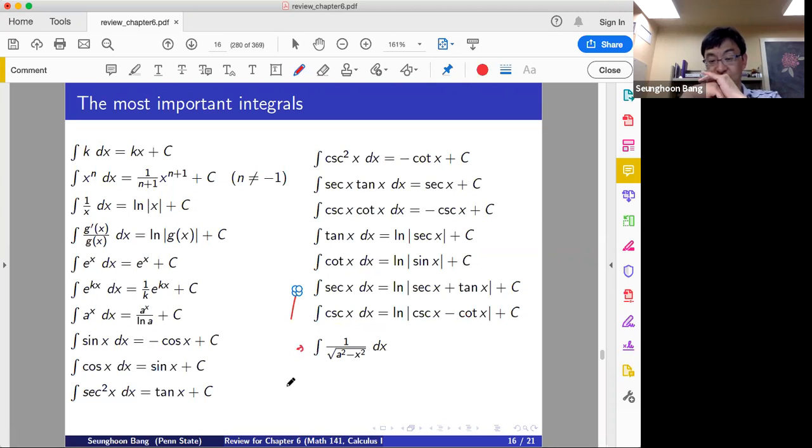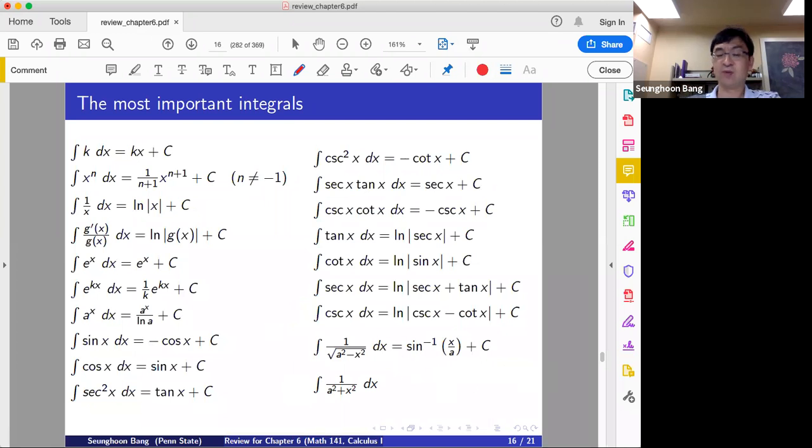Sine. Really be careful. Inverse sine of x over a. Or another notation, you need to try to solve only multiple choice problems here. Inverse sine of x over a, it doesn't matter. Another notation, arc sine. The arc sine of x over a plus c. So we have this kind of thing.